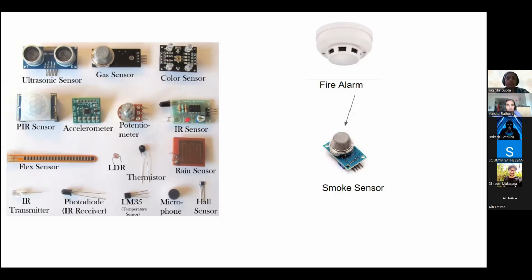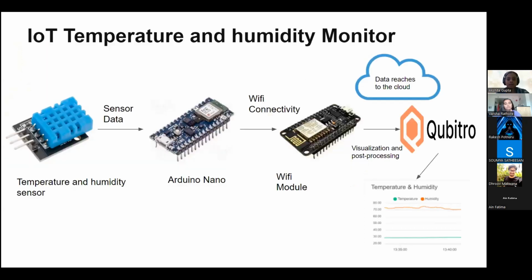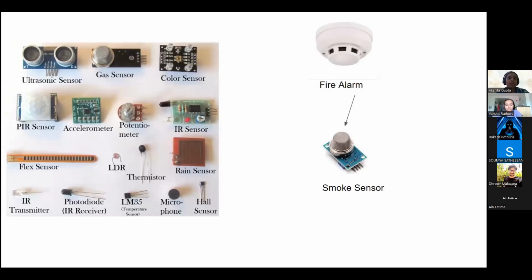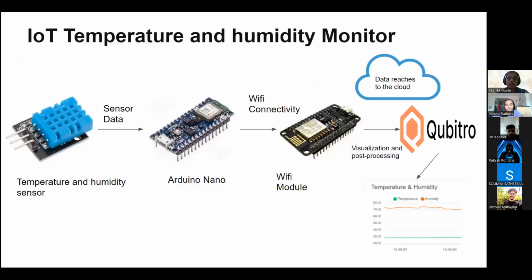By using Qubitro, you can collect the data within seconds, and you can build and monitor the data in a real-time dashboard. Let me give you a very simple example of where Qubitro can be used. This is a very simple example of monitoring the temperature and humidity from anywhere, any place. For this setup, we'll need these two sensors, a temperature and humidity sensor. These sensors will be producing some kind of sensor data.